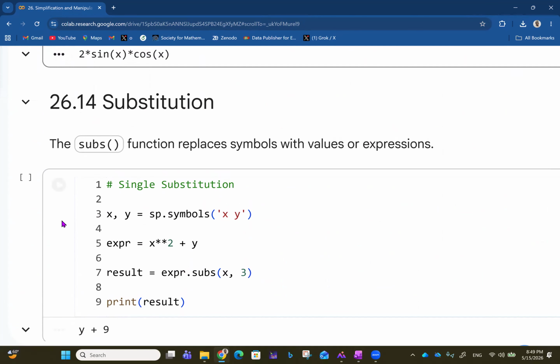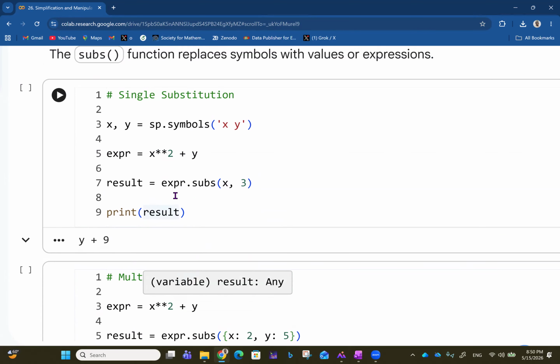Then for substitution, the substitution function replaces symbols with values or expressions. So, single substitution: you have x, y is sp.symbols x y. The expression is x squared plus y. So now substitute 3 for x. Since you are substituting for only x, we get 3 squared plus y, which is y plus 9.